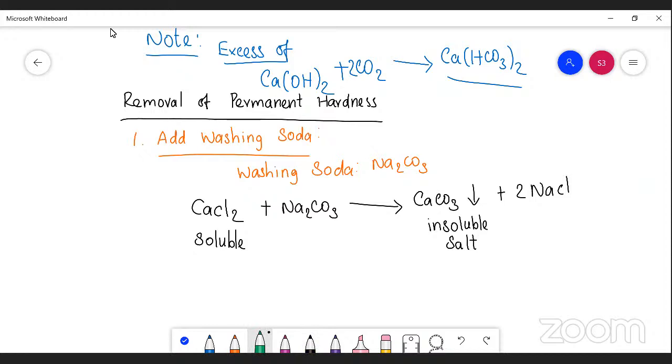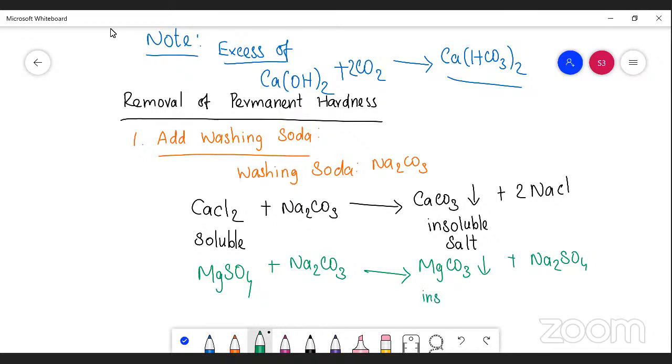We are taking magnesium sulfate. So the sulfates or chlorides will cause permanent hardness. So it is added with washing soda, Na2CO3. Then what will happen? Here we get magnesium carbonate and sodium sulfate. The magnesium carbonate will be precipitated, and the byproduct is sodium sulfate, Na2SO4.